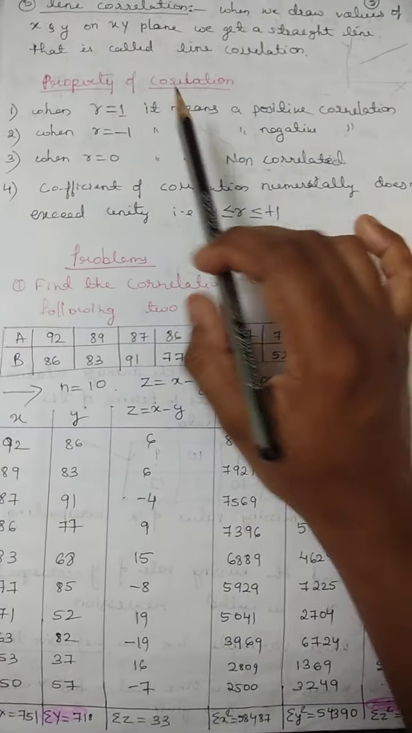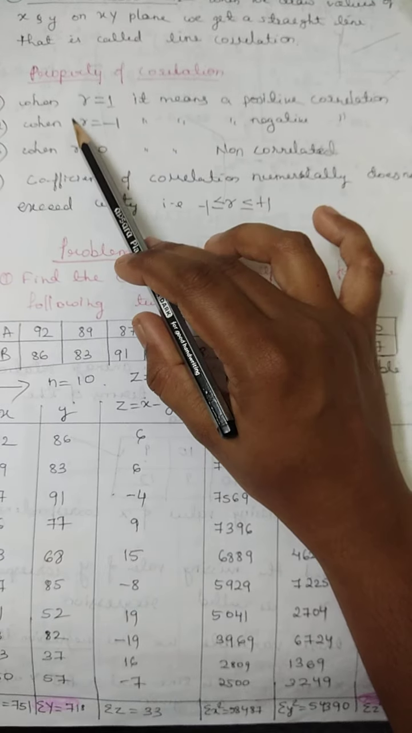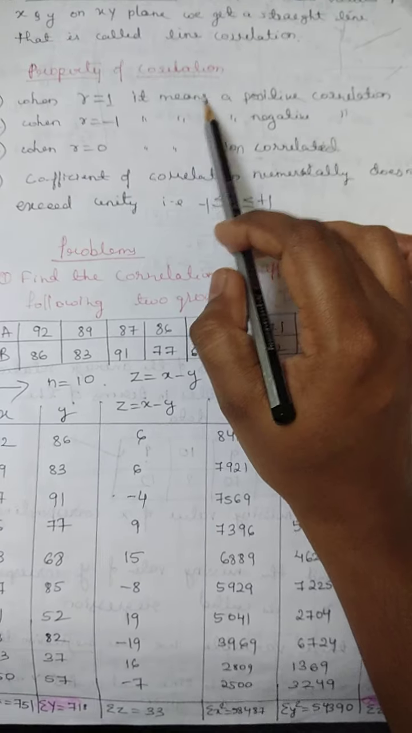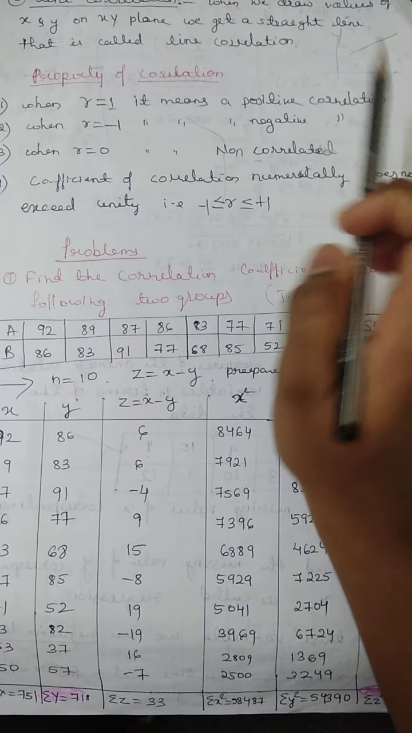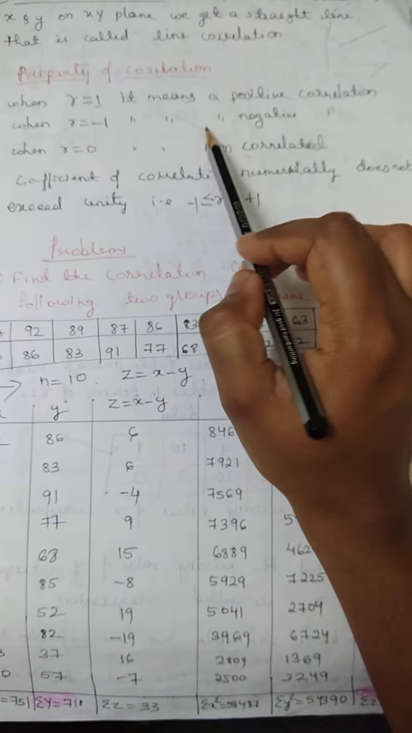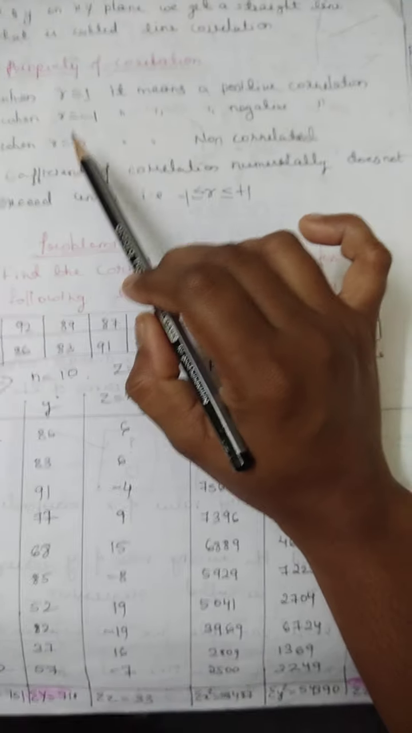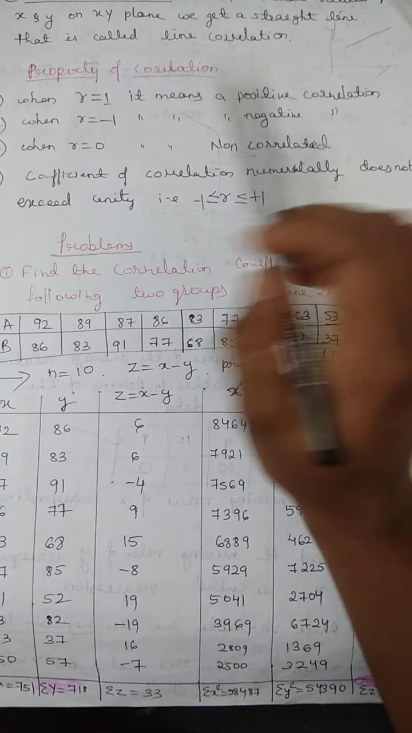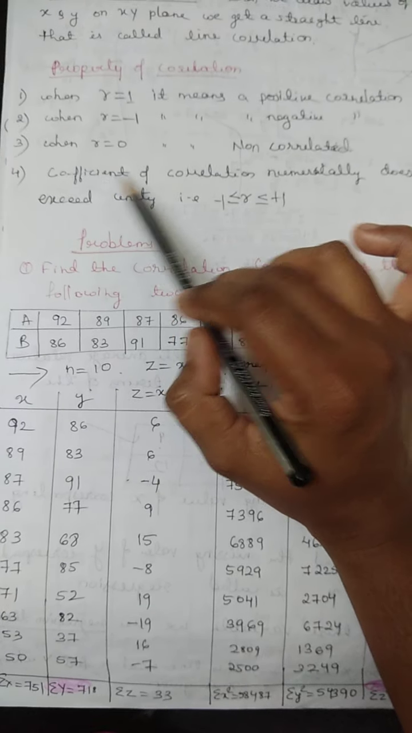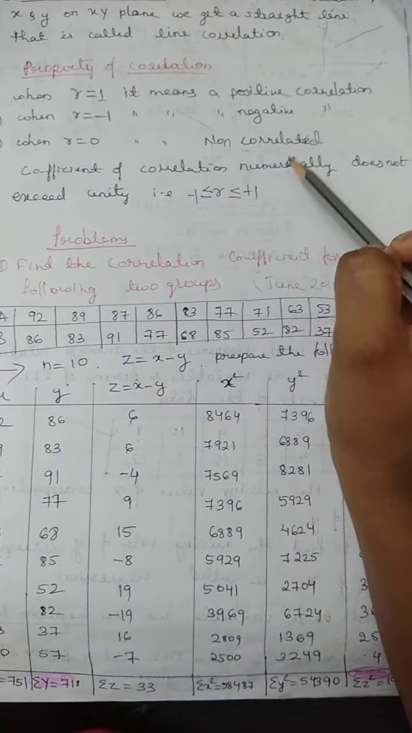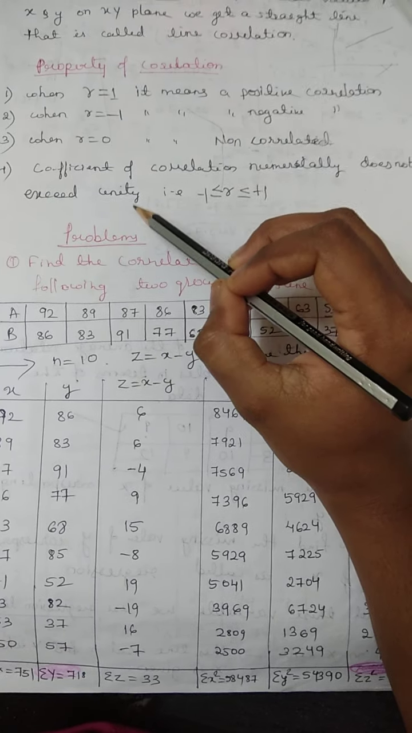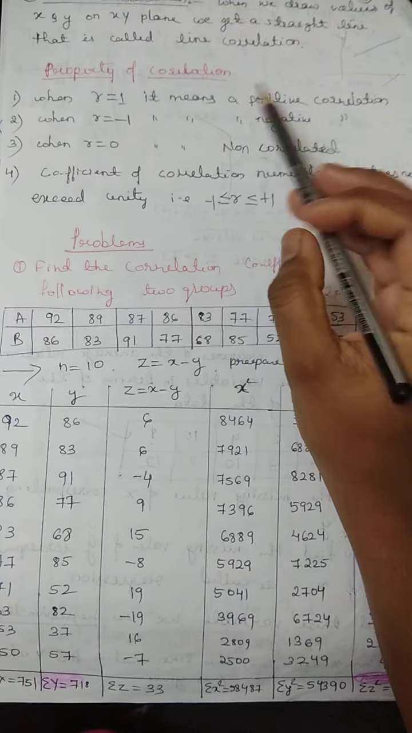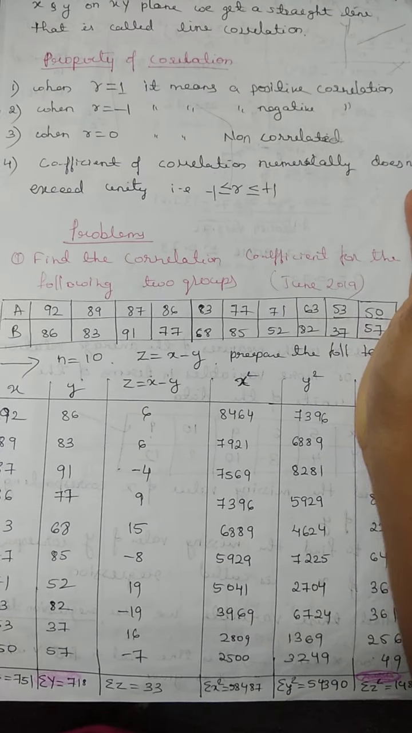So next we'll go for the properties of correlation. When r is equal to 1, r means coefficient of correlation is equal to 1, it means a positive correlation. When r is equal to minus 1, it means a negative correlation. When r is equal to 0, that is no correlation. Fourth property, coefficient of correlation numerically does not exceed unity, that is ranging from minus 1 to 1. So these are the properties of correlation.